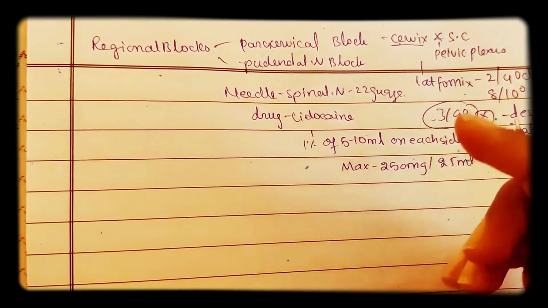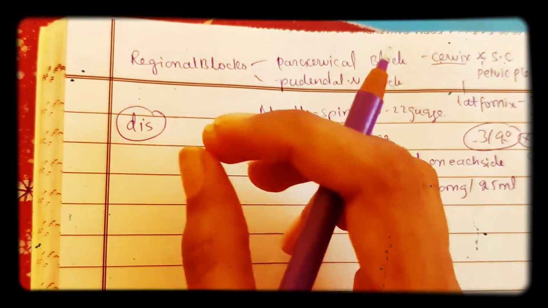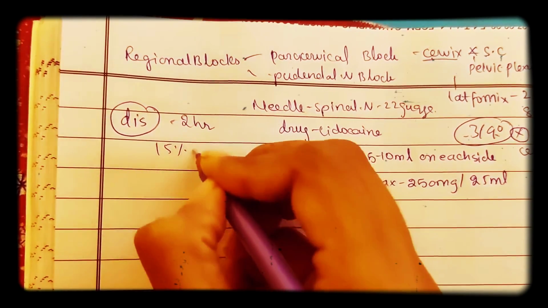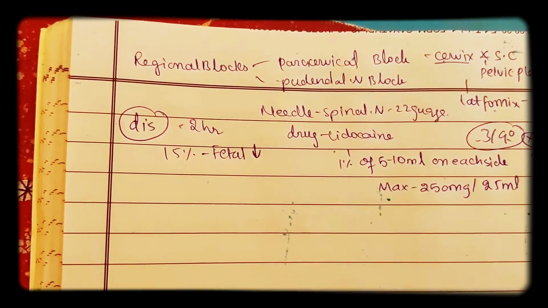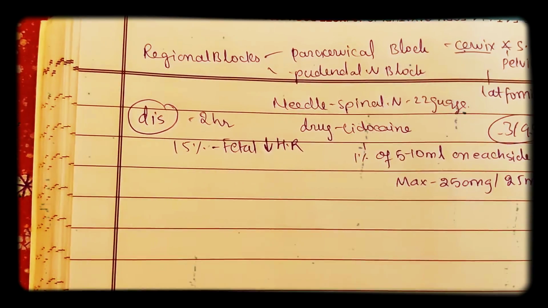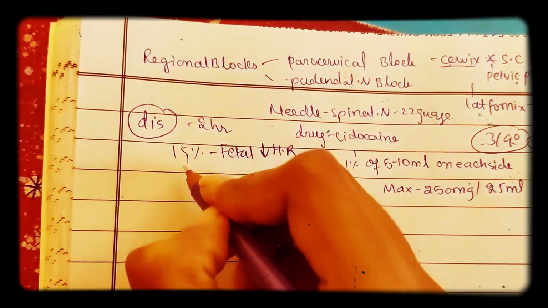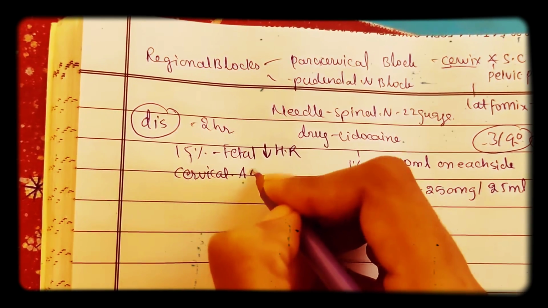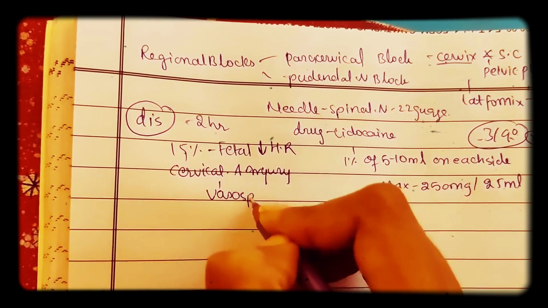And next, coming to disadvantages, very important. So what are the disadvantages? It is short acting, only for 2 hours it will act, and in 15% of cases you will see there is fetal bradycardia. In the fetal heart rate, you will see the sound is very low, fetal heart rate is low, and in 15% of cases you will see fetal bradycardia because of cervical artery injury, or also you can call it vasospasm.